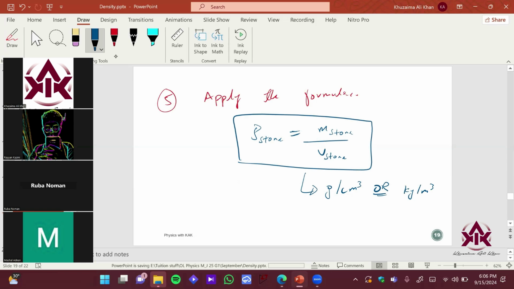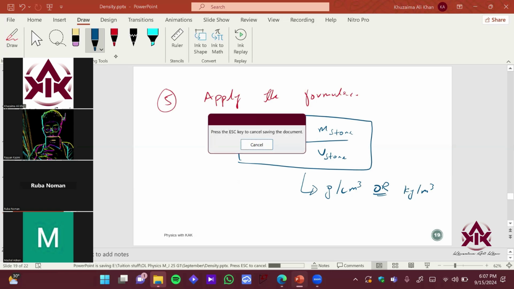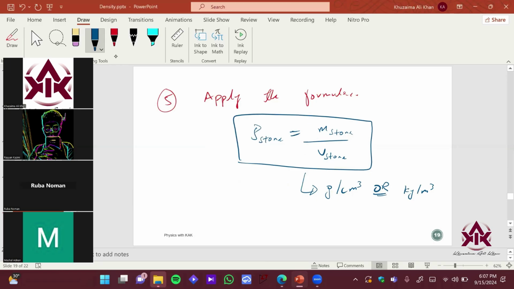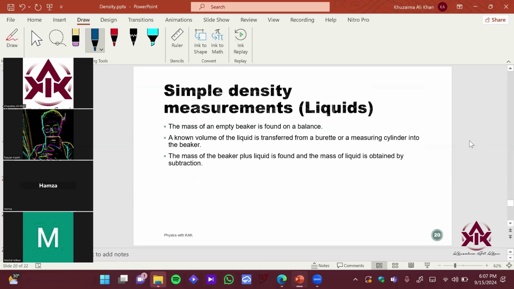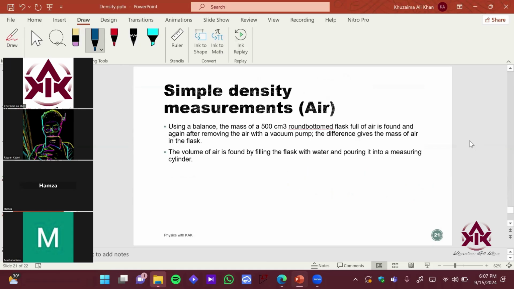We have just the last two slides left because I have class in 15 minutes, so I need to pause over here. Okay, so any questions till now? You can ask away. Okay, no question. We have just two methods left: how do you measure the density of liquids and air.